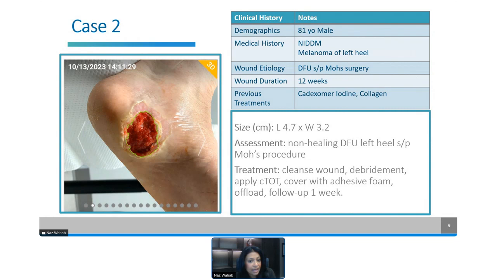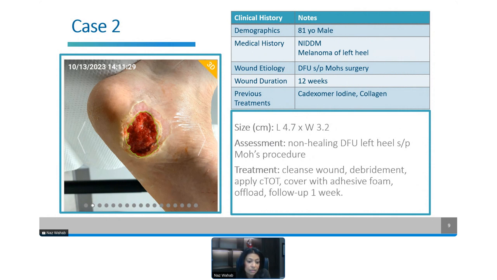Here you can see the next case, an 81-year-old male, also diabetic. He incidentally had a melanoma of his plantar surface. He had a Mohs procedure, but ultimately he was also being treated as a diabetic ulcer. I had already been working on his wound for 12 weeks, and that was not even how long he had had the wound prior to that.